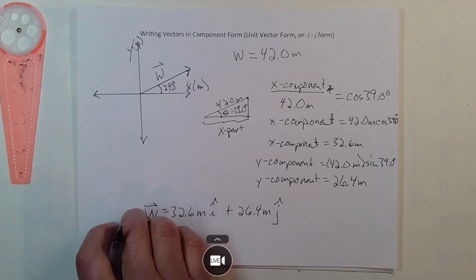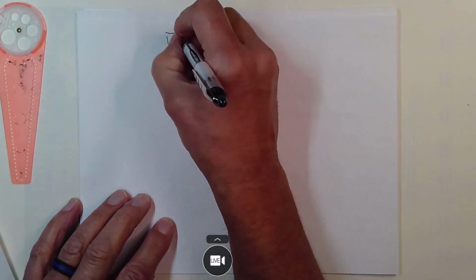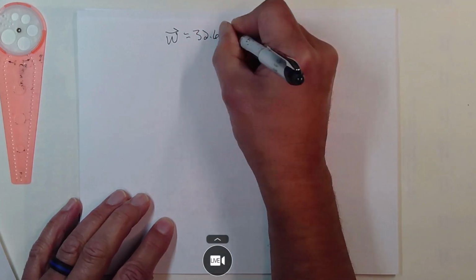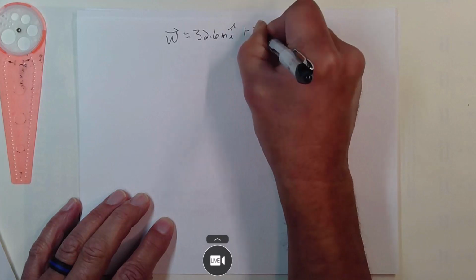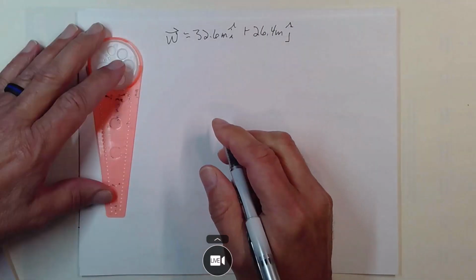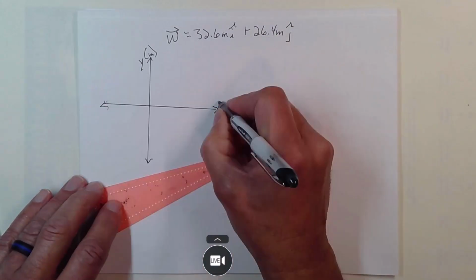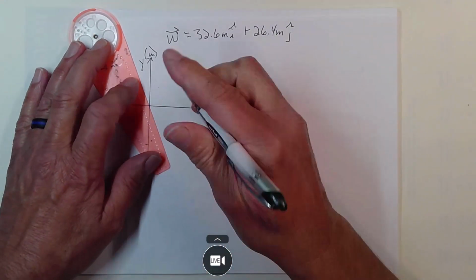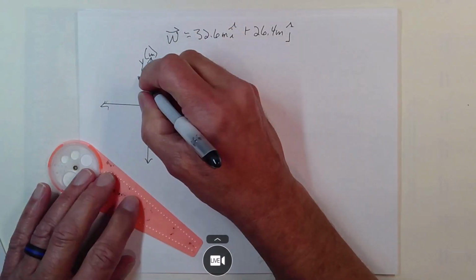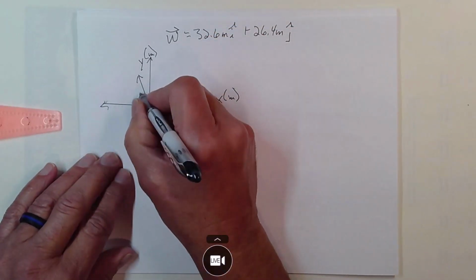Let's add a second vector on here. Well, let's see. Start with W equaling that. 32.6 meters in the i hat direction plus 26.4 meters in the j hat direction. Okay, now I'm going to add a second vector here. Let's just pick a vector that comes up here, and this is a vector M.